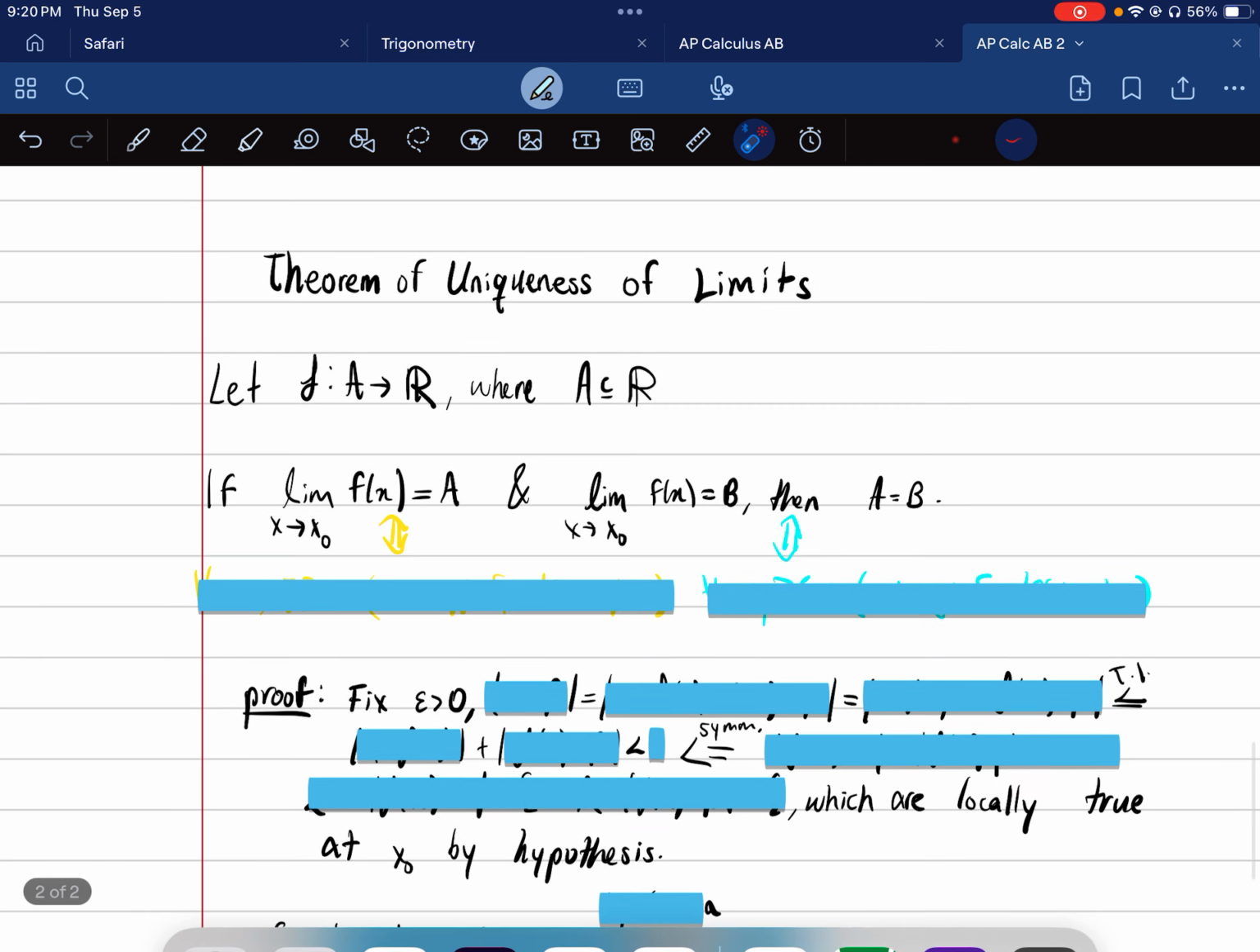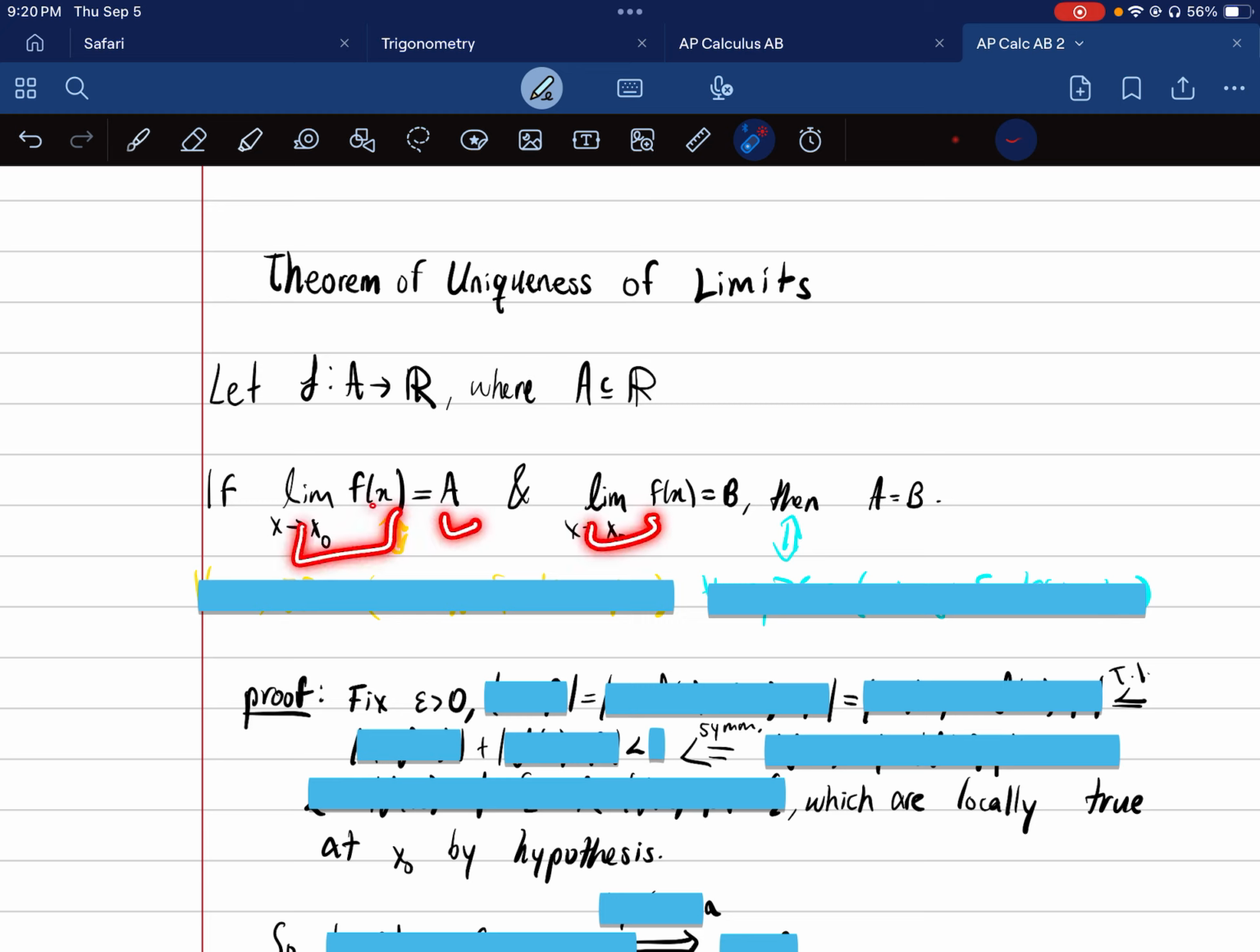So, recalling our definition, if the limit as x approaches x naught of f of x is equal to A, and the limit as x approaches x naught of f of x is equal to B, then A equals B. This is the theorem of uniqueness of limits that we're trying to prove. Notice, it's not possible for A to be different from B. If this limit is equal to that, and this limit is equal to that, A and B actually have to be the same number.